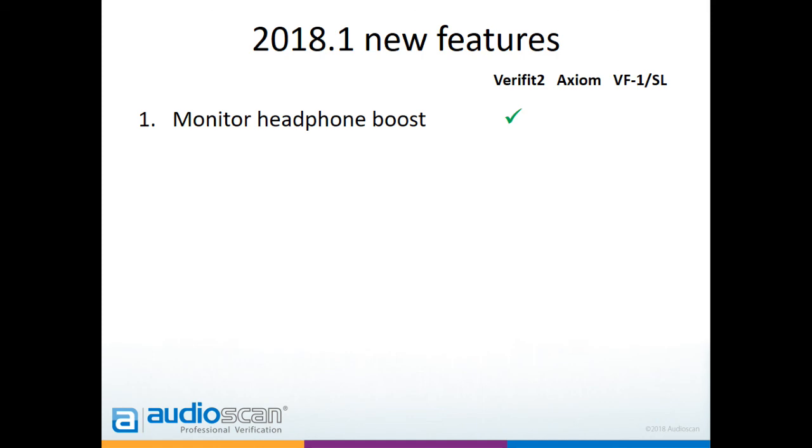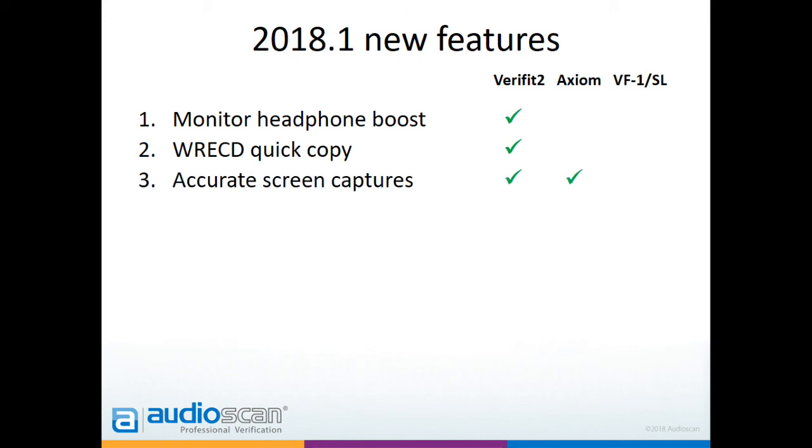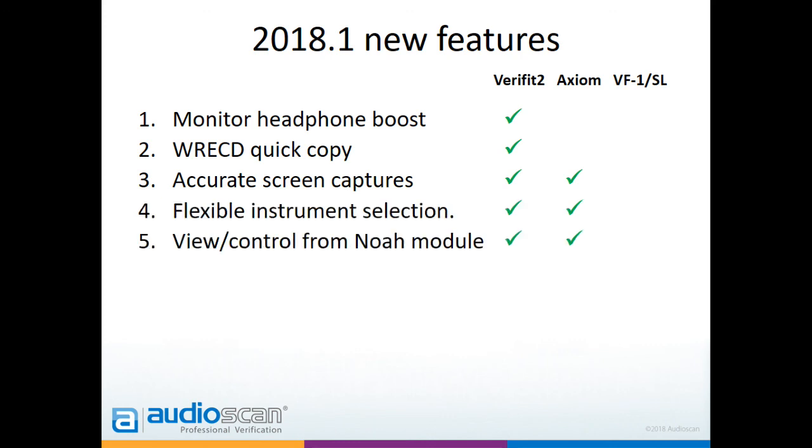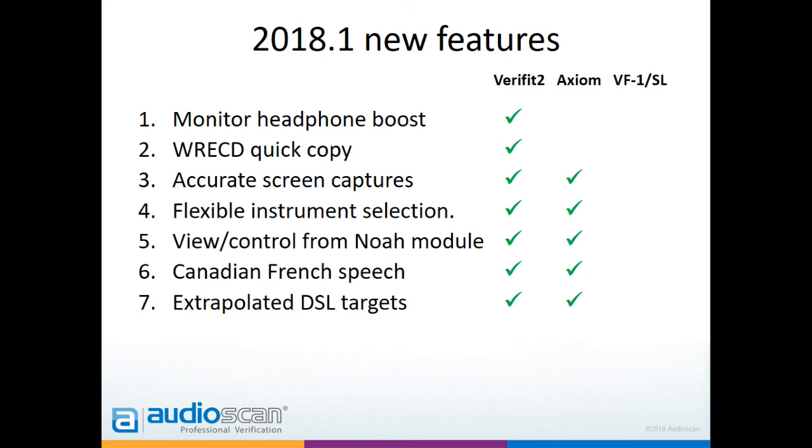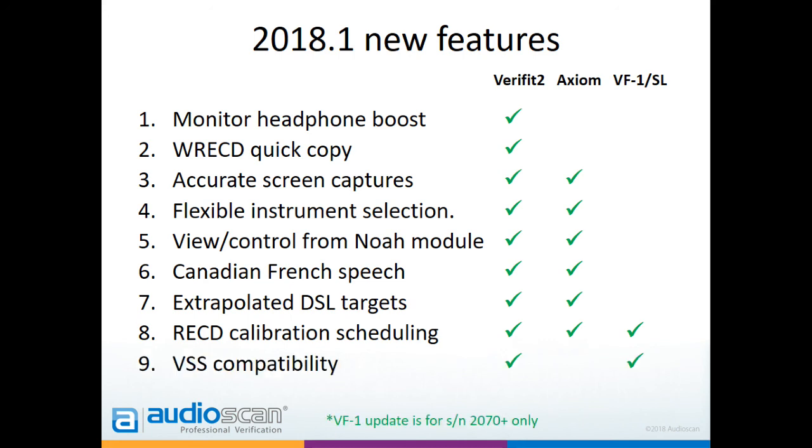For Verifit 2, we have a new headphone boost. Also for Verifit 2, we have WRECD quick copy during measurement, new screen captures with background, new instrument type selection in SpeechMap, remote console built into the NOAA module, calibrated speech passage in Canadian French, extrapolated targets in DSL, selectable day of week for RECD transducer calibration expiry, and finally some software enhancements for the Verifit Skull Simulator, this of course being only for Verifit 2 and Verifit VF1 serial number 2070 and higher.